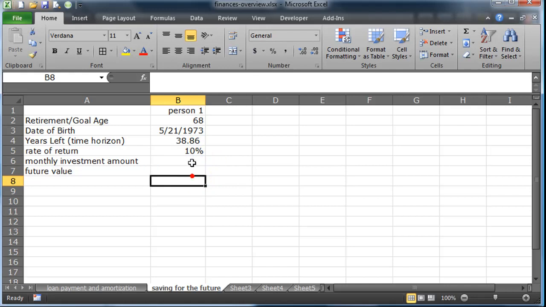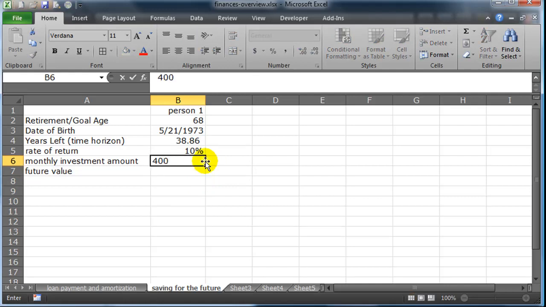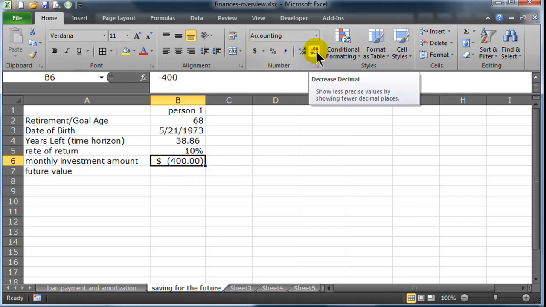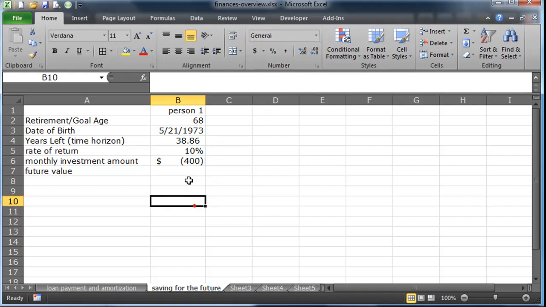Monthly investment amount, I'll put in $400. Now this should really be expressed as a negative, so let me go ahead and put negative 400. I just typed a minus in there. And let's do a little bit of formatting. I'll format this as a currency, accounting format. I'll get rid of the decimals there.